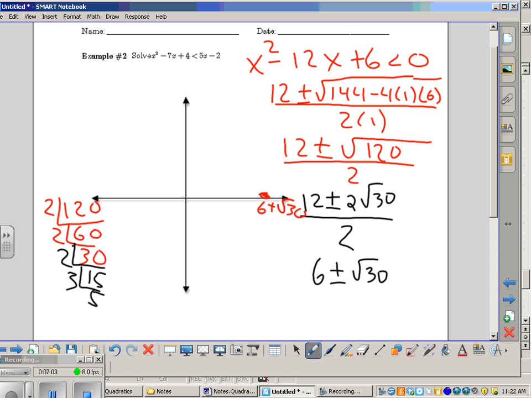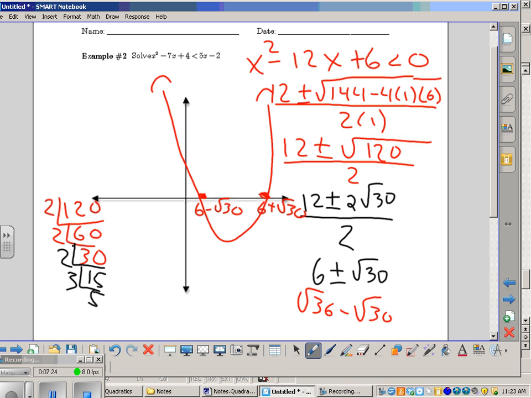Well, 6 is the same thing as root 36. So root 36 minus root 30, root 36 is greater than root 30, so that's a positive. So we'll put a dot here. I don't know precisely where it is, but I know it's going to be a positive. And here's a rough sketch of the graph. And the y-intercept is 6.